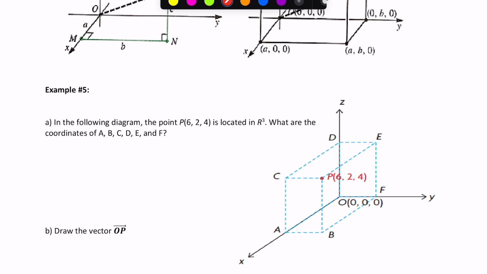So here, if we look at the A value, and if we look at the origin, let's put the origin in green. We see that the point P is at 6, 2, and 4. And the point A lies only on the x-axis. And so the coordinate for A would be 6, 0, and 0.